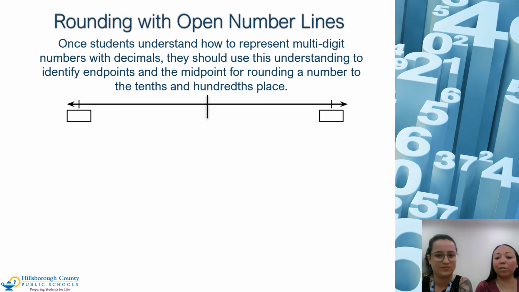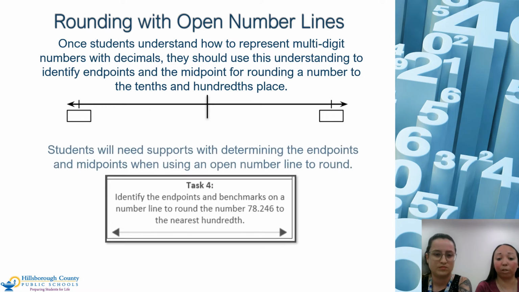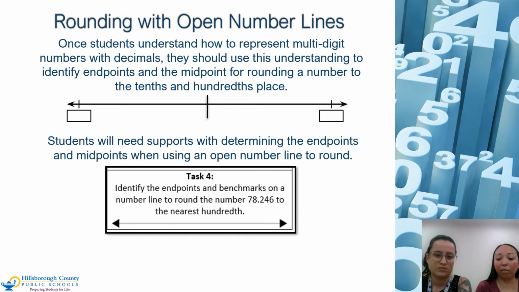Once students understand how to represent those multi-digit numbers with decimals, they can then use a number line or an open number line to represent that number. They want to be able to represent each of the endpoints and also the midpoint for rounding a number to the nearest tenth and hundredths place. Looking back at your task from the beginning, task 4 will walk you through using an open number line.